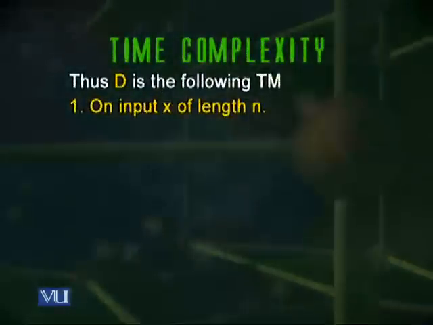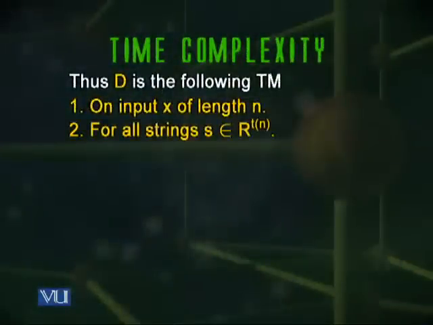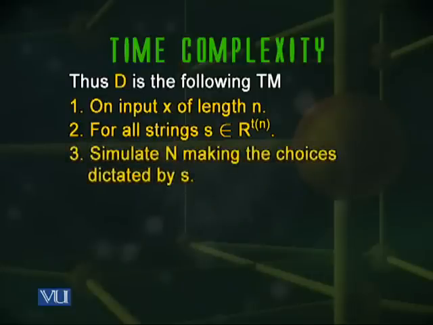Now our deterministic Turing machine or deterministic algorithm is very simple. What it does is, on input x of length n, it computes T of n, and for all strings s in {1,...,b}^T(n), it simulates N. How does it simulate N? Every time N has to make a move, it has several choices. It uses this string to make that particular choice.